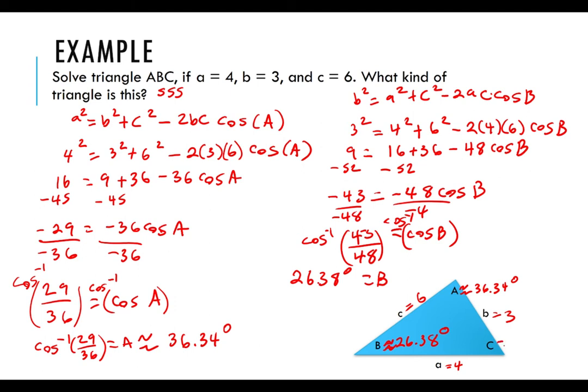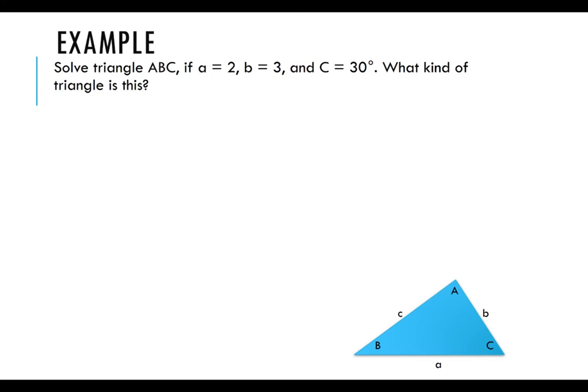At this point recall that if we wanted to find C, C is just going to be equal to 180 degrees minus, and since I've approximated it's an approximation, 36.34 degrees minus 26.38 degrees. Sorry about that strange order of writing it. So I get that angle C is 117.28 degrees.